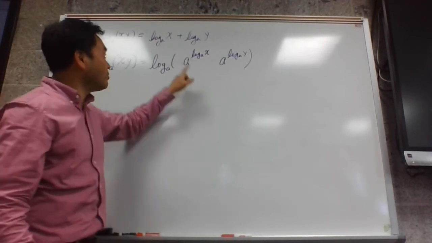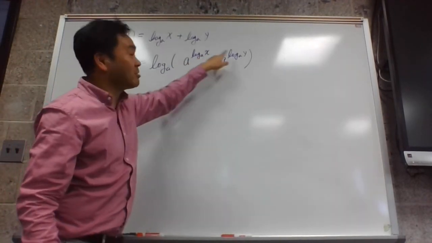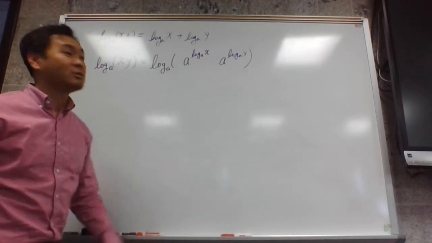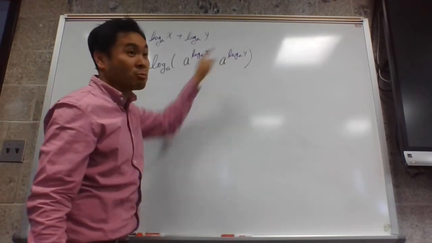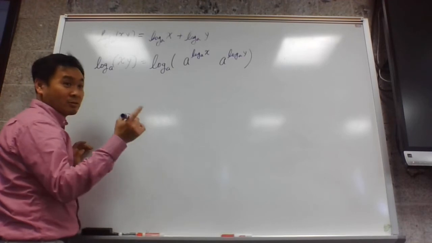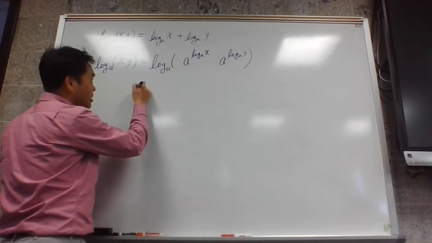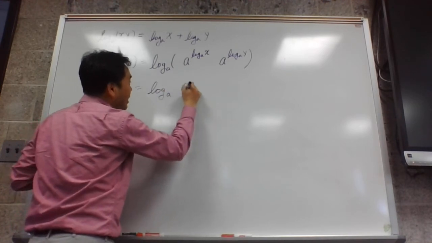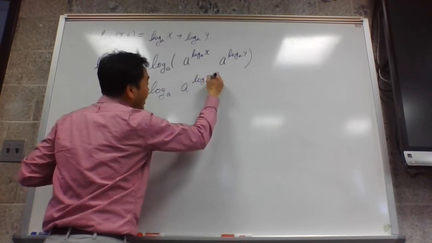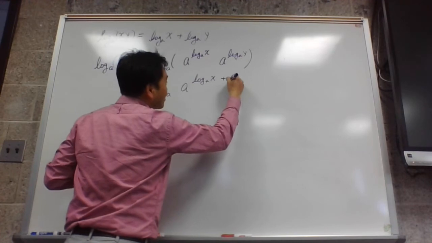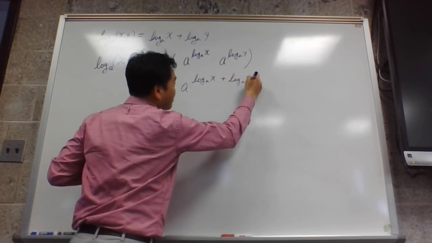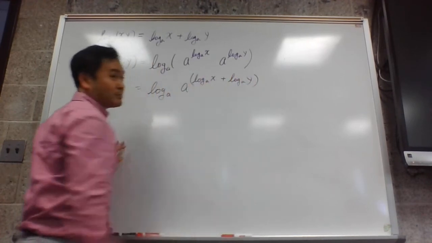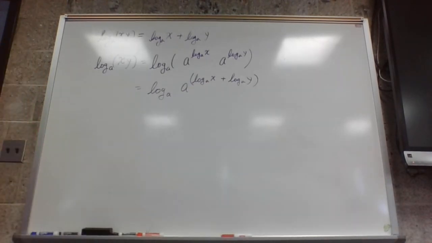Okay. Now, if you have the same base and you have exponents, what's the rule? If it's the same base, what do you do with the exponents? The base is the same, you add the two, exactly. So you write down log a of x plus log a of y. Okay, so that's the second step.